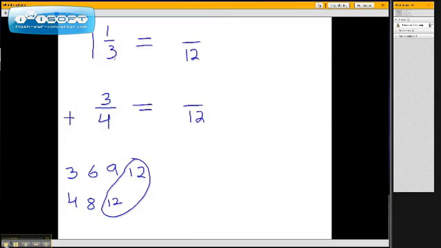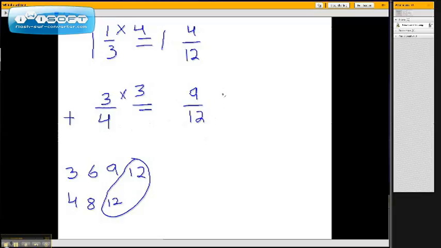So to go from 3 over to 12, I had to do that 4 times. So multiply by 4 on top, and you get 4 over 12. And to go from 4 to 12, I had to multiply 3 times, so multiply 3 on top. That becomes 9. So here I have, I'll move the whole number over, 1 4 twelfths plus 9 twelfths.